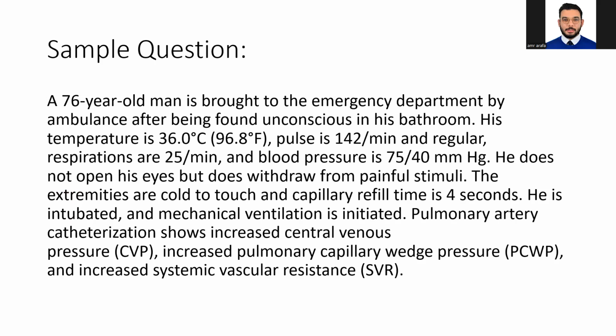So here's a sample question. A 76-year-old man, okay, that means he's an older person. That means there's a very high chance of having cardiac problems, or diabetes and hypertension as comorbidities. You can have that in an exam question. Found unconscious. His pulse is 142, blood pressure 75 over 40. That means he's in shock and he's tachycardic. Doesn't open his eyes. Extremities are cold. Capillary fill time is prolonged, 4 seconds.